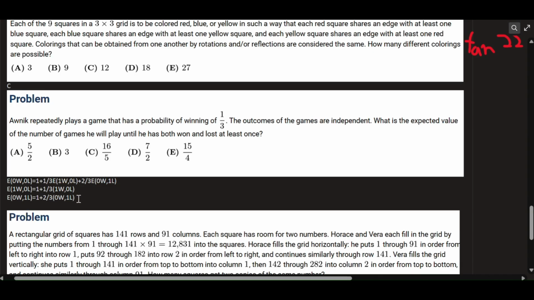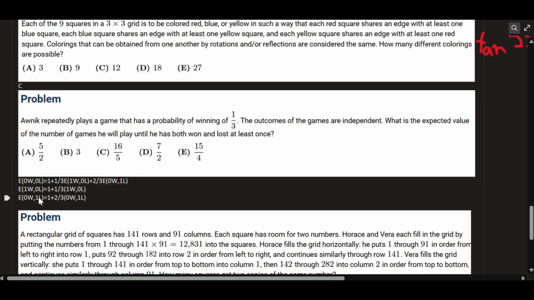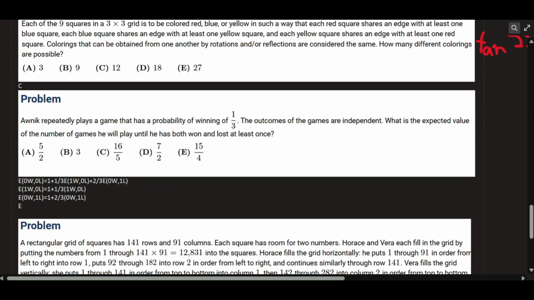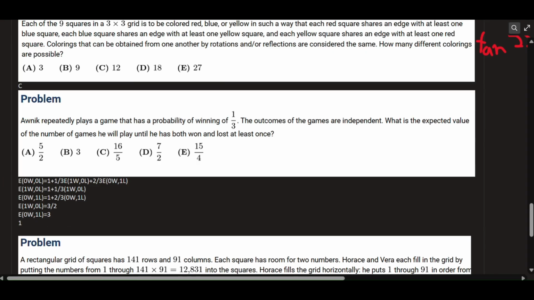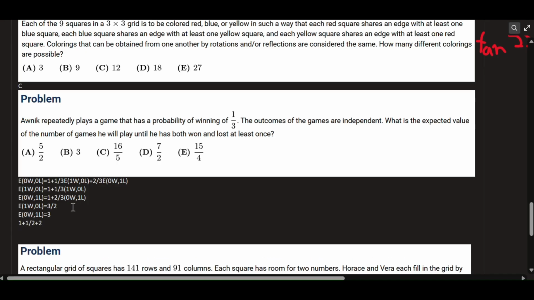Since this equation only has one variable and this only has one variable, we have the expected number of games for 1 win, 0 losses equals 3/2, and the expected value of 0 wins, 1 loss is 3. So then we can plug this back into our original equation to get 1 plus 1/2 plus 2, which gives us 7/2.